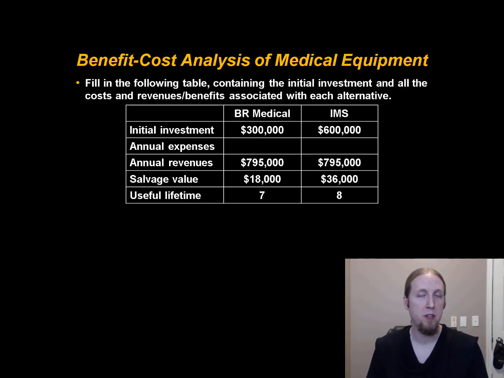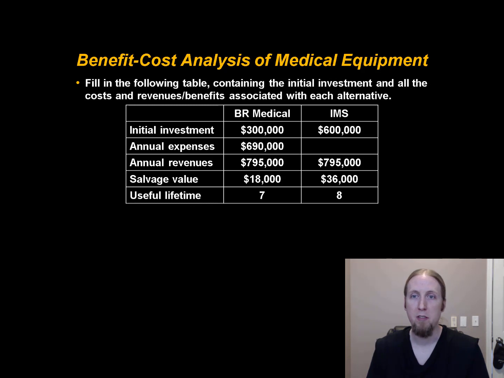The annual expenses, however, are going to be different. What we're told is that our current expense per procedure is $250, and that the BR Medical device is going to be able to reduce that by 8%. So what we're going to be left with is a cost per procedure of $250 times 92%, which is $230. And then we've got 250 procedures per month and 12 months per year. So that's going to give us our expenses for the BR Medical device.